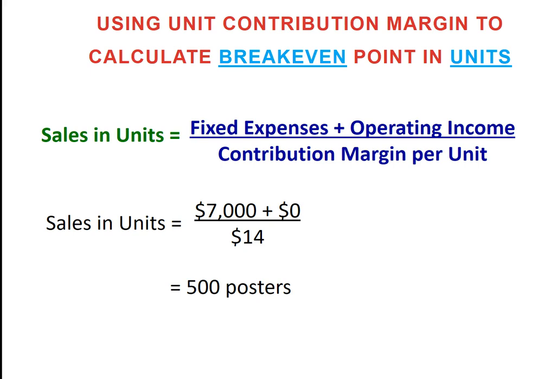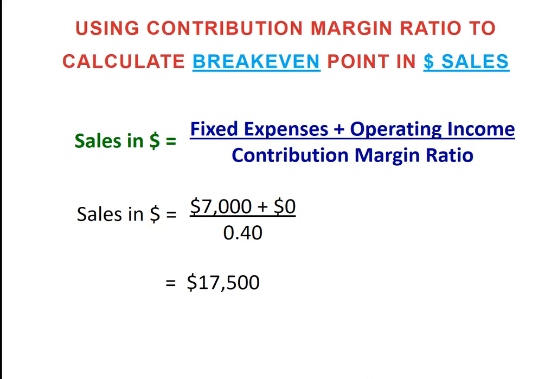That means the company needs to sell a minimum of 500 posters to reach their break-even point. If they sell 499 posters, they will have a loss. If they sell 501 posters, they will make a profit. So here we are calculating break-even point in units. One tip to remember this formula is, since break-even point is in units, our denominator will be contribution margin per unit.